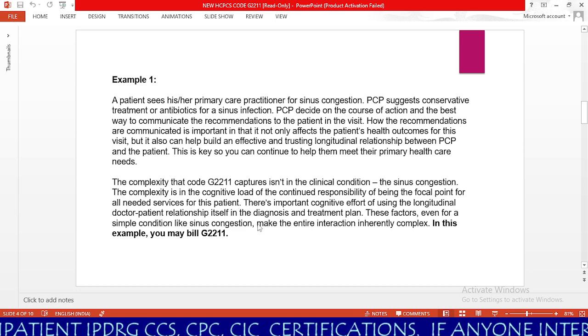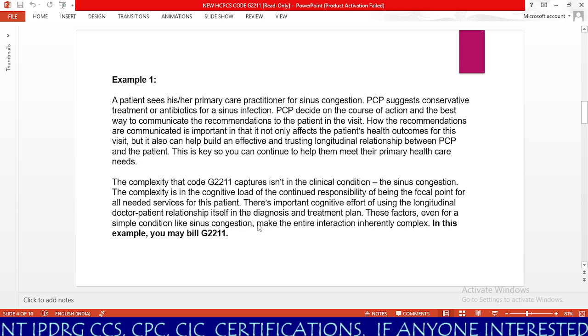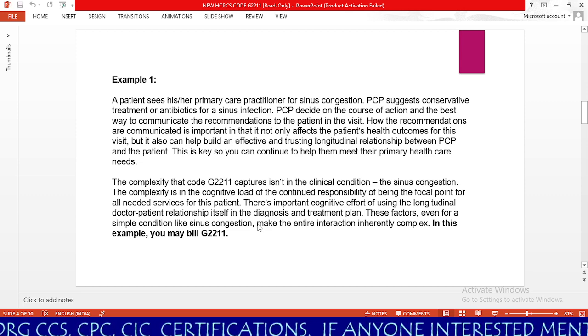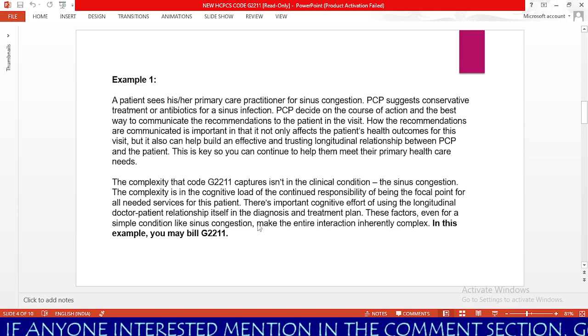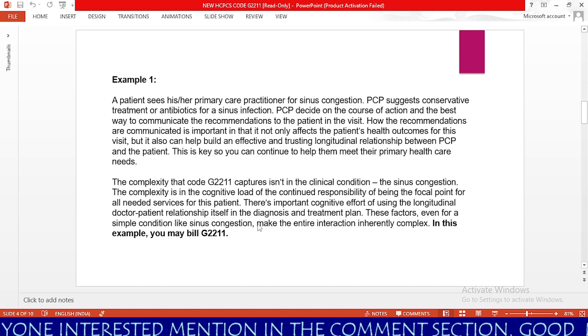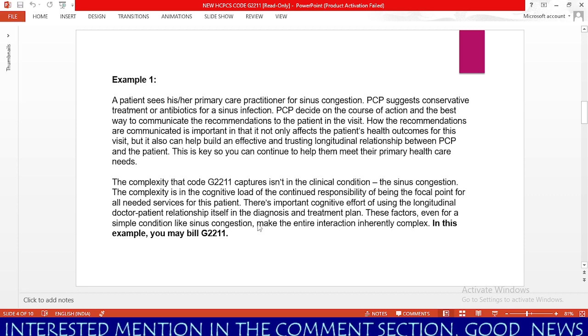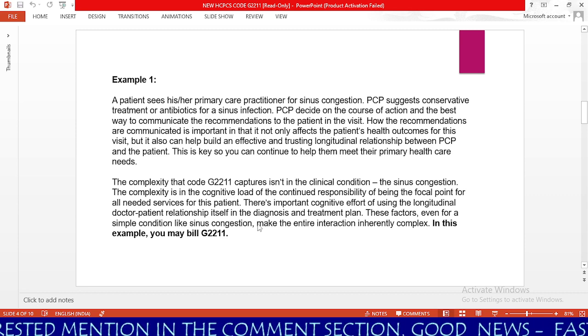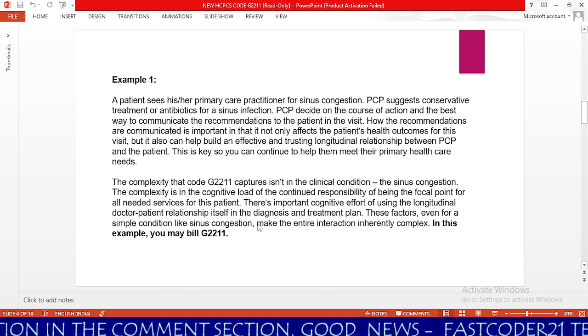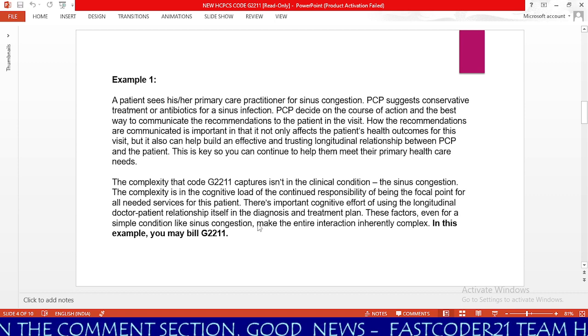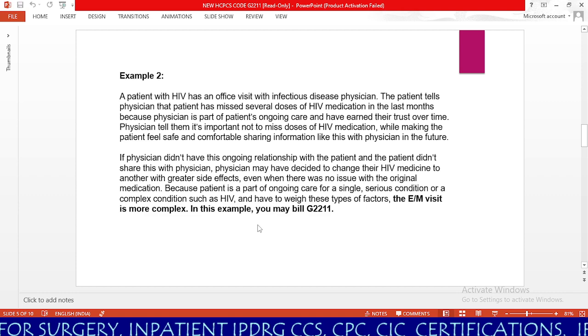So other than this sinus congestion, the physician is also providing the cognitive load and taking continued responsibility for the patient's needed services. So here, based on this criteria, we will append G2211 along with the E&M code. Here we have one more example.